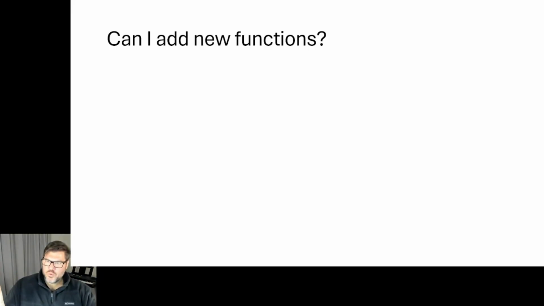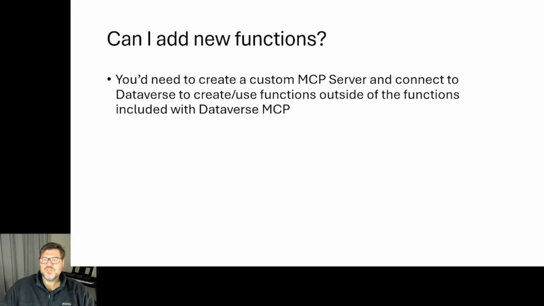Can I add new functions to Dataverse MCP Server? Well, in order to do this, you would need to create a custom MCP server connected to Dataverse, and then you could create whatever functions you wanted. Say, for example, you wanted Dataverse MCP to do something that it doesn't currently do, like delete. The one that comes from the product team today doesn't let you do that. You could create a custom Dataverse MCP server that would let you have a delete function. You would have to build that yourself.